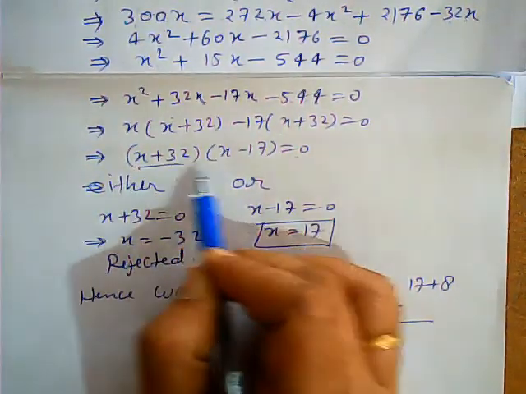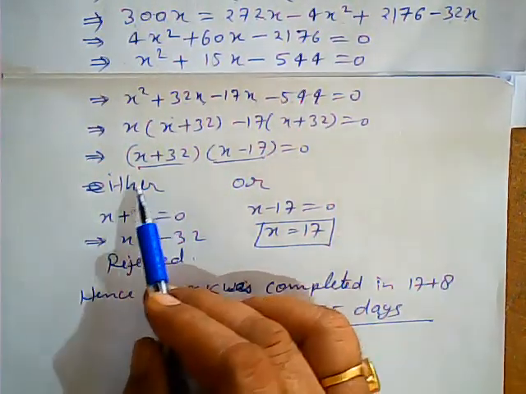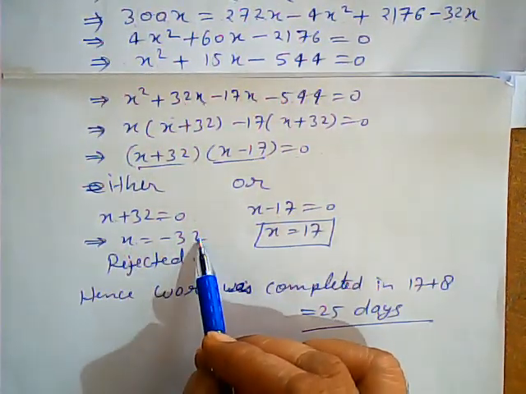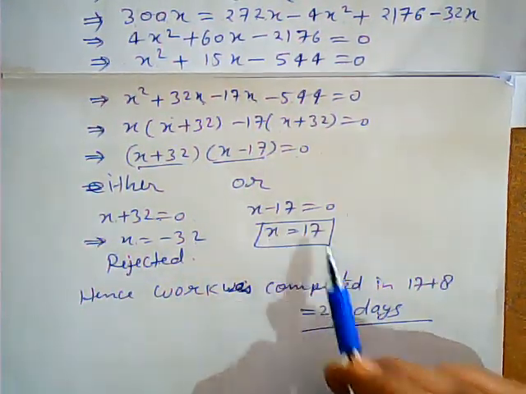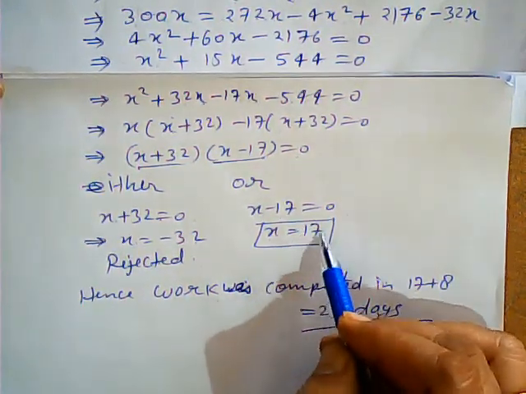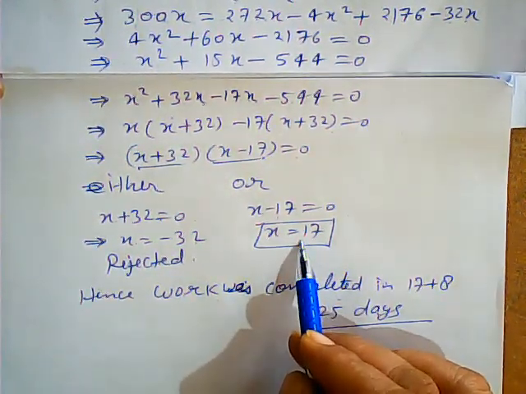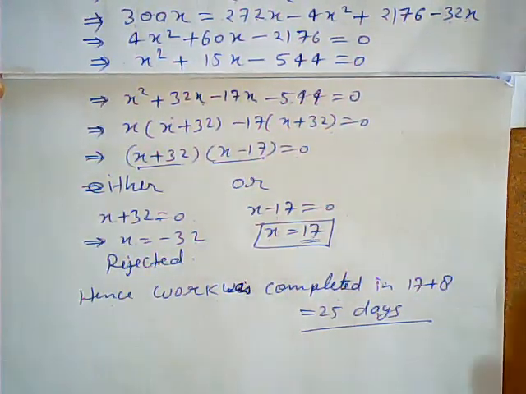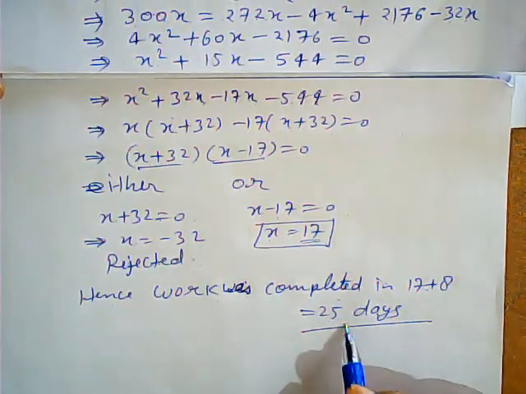Since the product of two numbers is 0, it means at least one of them is 0. We don't know which is 0, so we can write either x plus 32 equal to 0 or x minus 17 equal to 0. x equal to minus 32. Since the number of days cannot be negative, it will be rejected. So x equal to 17. This was the situation when all the workers are working regularly. Then the number of days taken will be 17. But when workers are dropped every day, then in how many days was the work completed? It was completed in 17 plus 8 equal to 25 days.